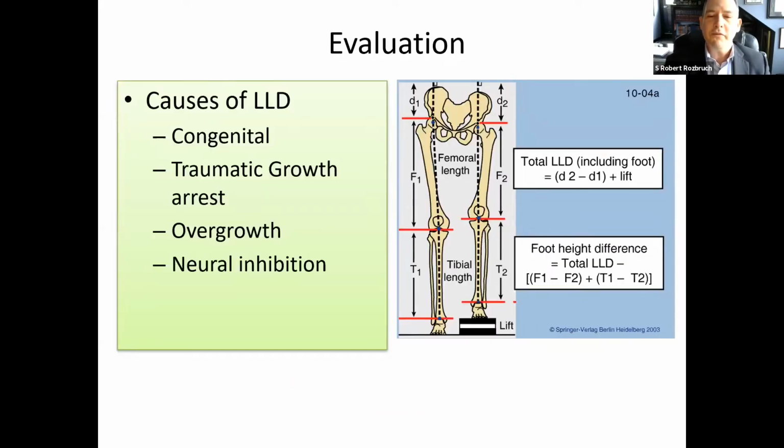So some of this lecture is going to be about basics, and some of it's going to be a little bit more esoteric, and I think hopefully there'll be something to learn on all levels. There are various causes of leg length discrepancy in children, and this includes congenital, traumatic growth arrest, overgrowth, or neural inhibition. And this schematic shows the typical way that we will evaluate leg length discrepancy.